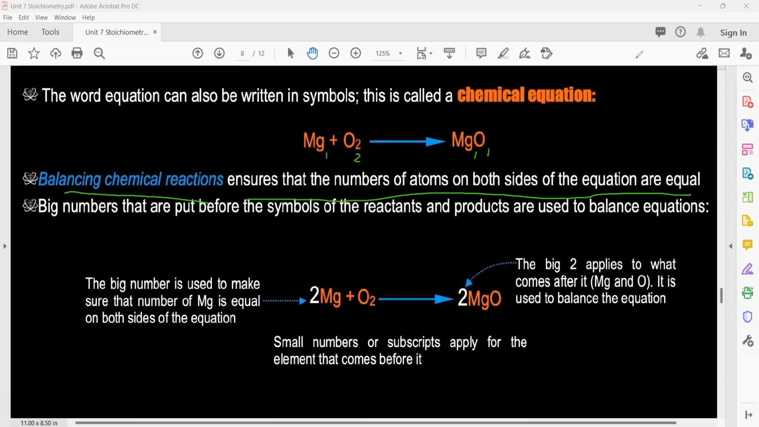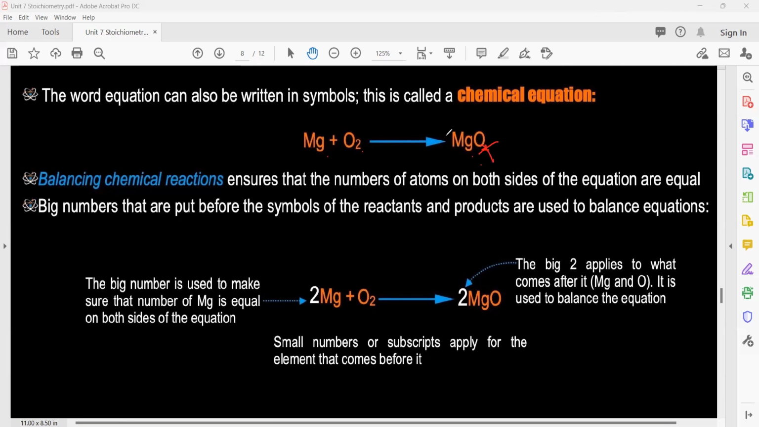Whenever you want to balance the equation, it is really simple. You cannot add anything on this side. You can only add a number before the atom here, here, here. You can add any number here, but you cannot add any number after that. Only in the beginning you can do. For example, if I want to make it balanced, how many magnesium here? 1, here 1. How many oxygen here? 2, here 1. So I cannot put 2 here. It is wrong. Got it?